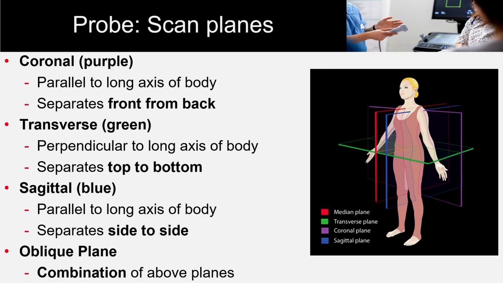Transverse or axial is exemplified by the green margined rectangle there. This separates the top from the bottom, so an axial scan goes from the top of my head down through my face and down through my chin into the mandible and the sternum. These are also perpendicular to the long axis of the body, going top to bottom. And then sagittal, similar to coronal, is parallel to the long axis, but it's side to side, so it goes left side to right side or right side to left side. These are the three basic planes that we're going to be scanning in, and it's important to understand.